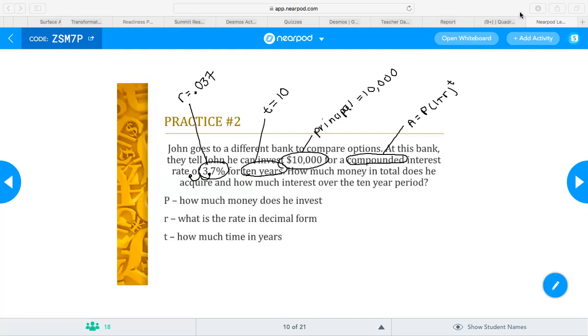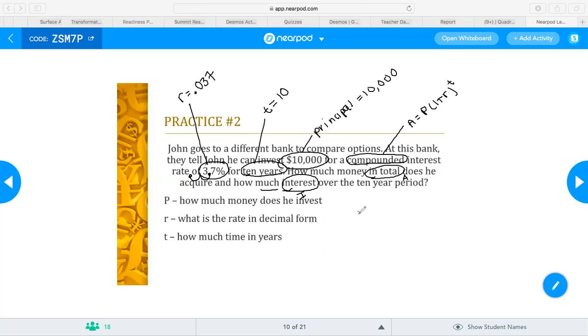So I haven't even read the problem yet, and I've already got all my information that I will need. How much money in total? In total. So this is asking for the total amount. Does he acquire? And how much interest over the 10-year period? Are we ready?